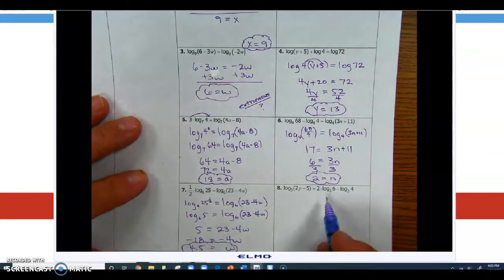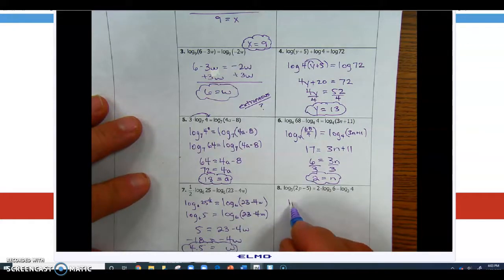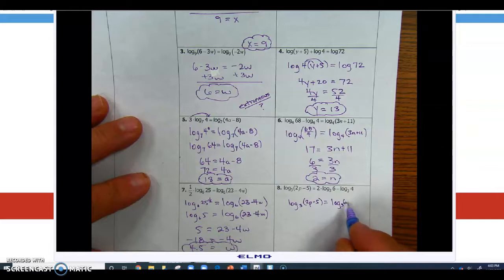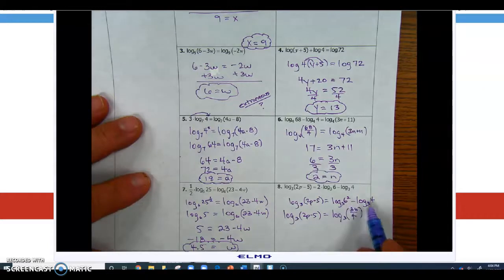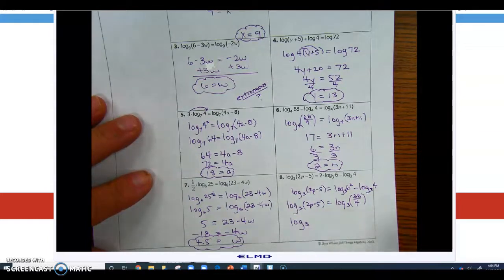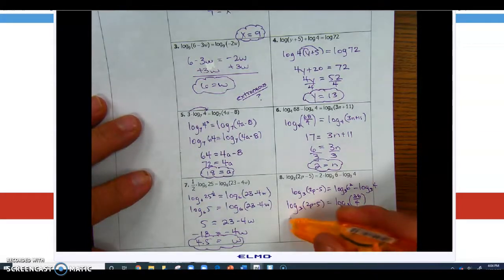Ooh, this one's tough. Log base 3 of 2p minus 5 equals log base 3 of 6 squared minus log base 3 of 4. Log base 3 of 2p minus 5 equals log base 3 of 36 divided by 4. 6 squared is 36 divided by 4. Log base 3. Oops, I should be dropping the base now. Let me white out that real quick.